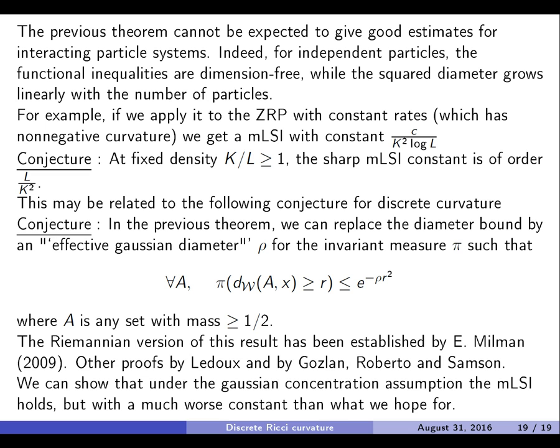And typically, unlike the diameter, you can hope that these kinds of Gaussian concentration bounds tensorize and hope for stable estimates in high dimension. So if we could establish this conjecture in the discrete setting, we could hope to gain a dimensional factor on our estimates. And in particular, hopefully improve the estimate for the zero-range process and get a better constant.